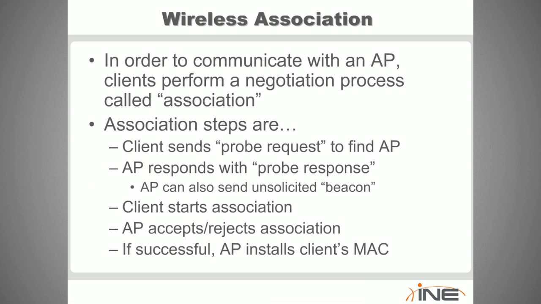So in the Wi-Fi world, to send traffic into the network, the first thing we need to do is set up what's known as an association. An association is basically an agreement between the client and the access point that they're going to listen to each other's MAC addresses and they're going to deliver traffic back and forth on each other's behalf.